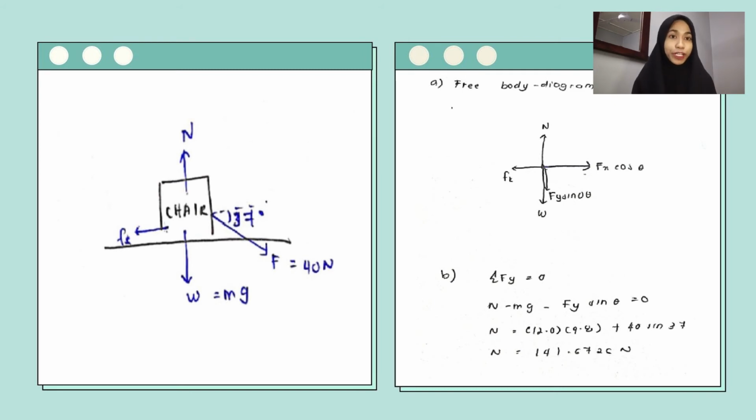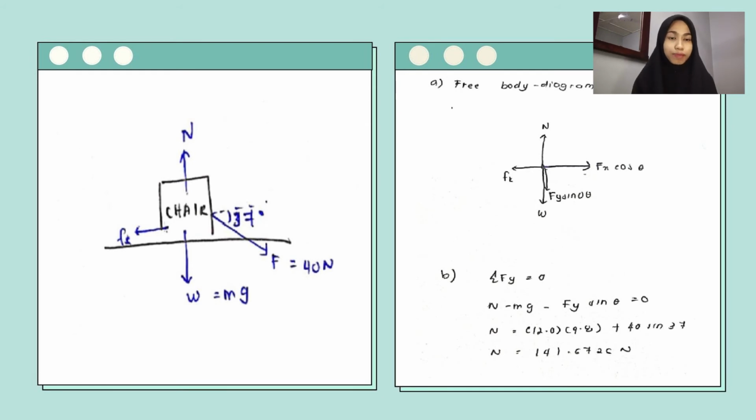So for the free body diagram, we can easily see that for the x component, on the right side is F cos theta, while on the left side is Fk. For the y component, in the upward direction we have the normal force, and in the downward direction we have the weight and F sin theta.